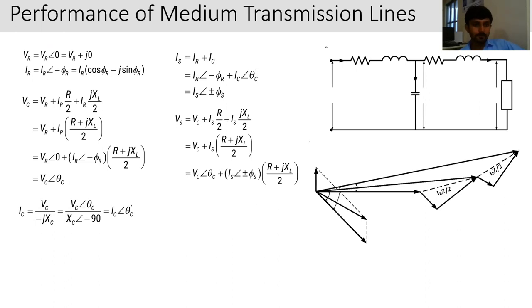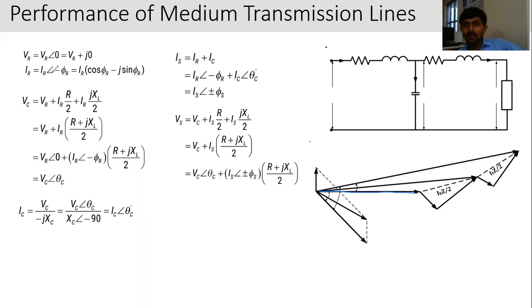First of all, we take the receiving end voltage as the reference voltage. So VR is equal to VR angle 0. Now we draw it here. This is the VR. Now IR is equal to IR angle minus phi R. So we can directly put IR as IR angle minus phi R.